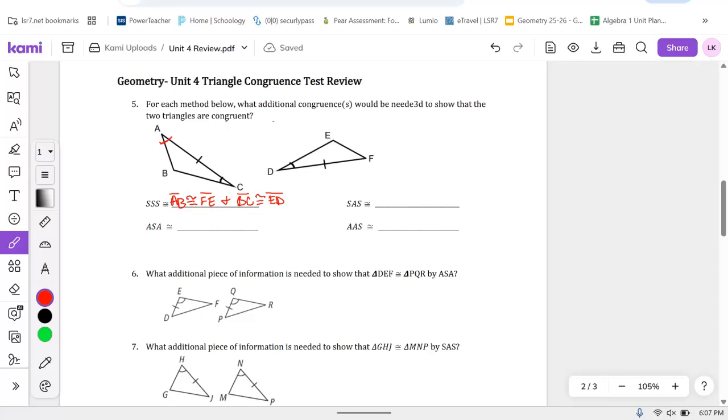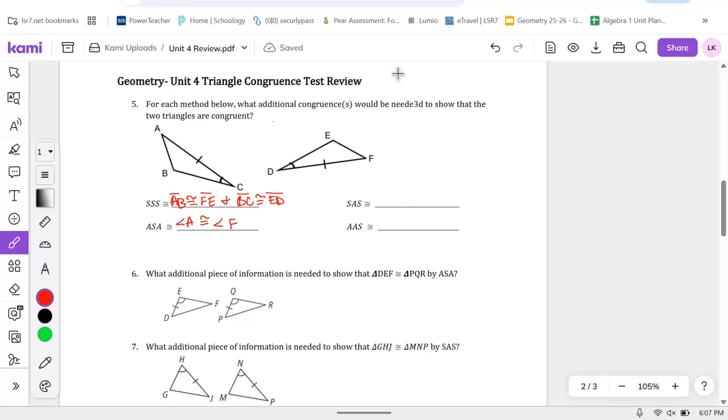So if that's the case, I have angle, side, angle. So I need to know that angle A is congruent to angle F. I'm going to erase that. And then for side, angle, side.